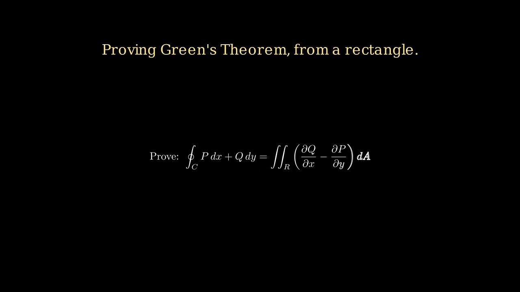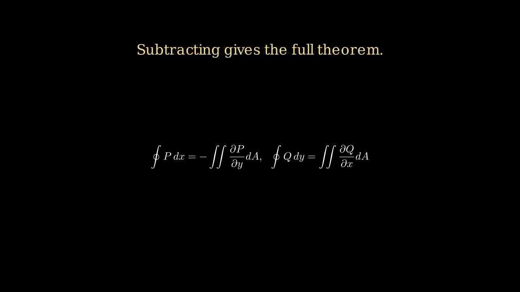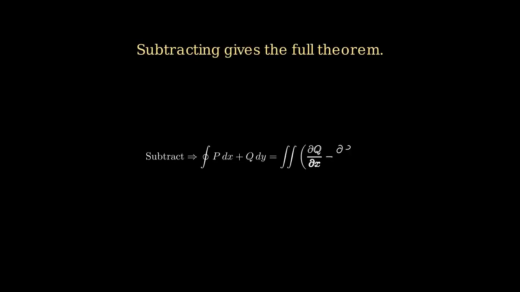Instead of using Green's theorem, we're now proving why it's even true, starting from the simplest possible region, a plane rectangle. Question A. Why is splitting into two equations enough? The full theorem statement has ∂Q/∂x minus ∂P/∂y, all in one expression. Pattern to recognize, if you can prove each piece separately, one for P, one for Q, then simply subtracting the two proven results gives you the whole theorem for free.